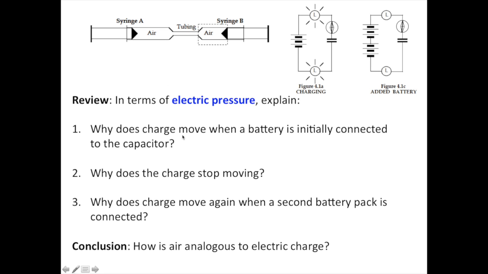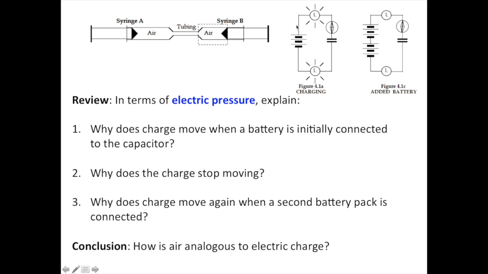So question 1, why does charge move when a battery is initially connected to the capacitor? Well, the battery is trying to push towards the top capacitor plate, so it's pushing outward from the positive terminal, and you can think of that as electric pressure. There's electric pressure pushing on the charge in the wire. The top capacitor plate has just a normal amount of charge. It doesn't have anything really compressed there, so there's no electric pressure pushing back.